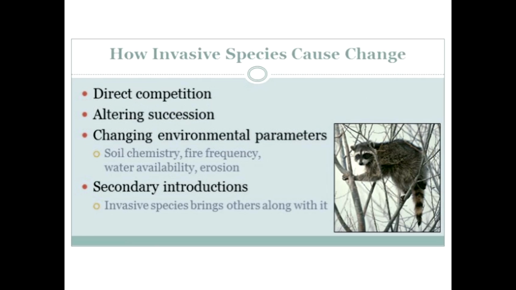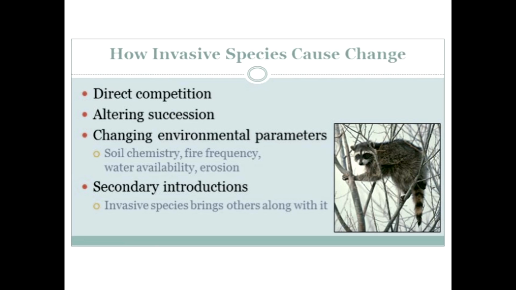Okay, so moving on to how invasive species cause change. There are a bunch of different ways. Probably some of the two main ones are direct competition. So anytime you have a thing living somewhere, something else is not able to live in that location or use those resources. So resource competition and direct competition is the main way. I'll talk a little bit about that on the next slide. Another is altering succession, and succession is an important thing to talk about, and I'll do so in another slide as well.